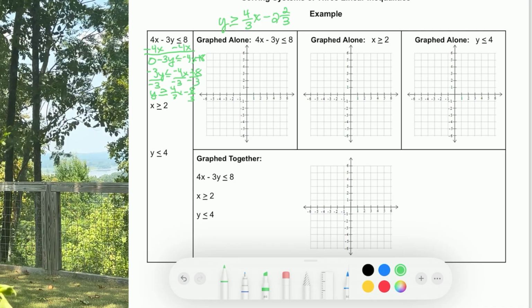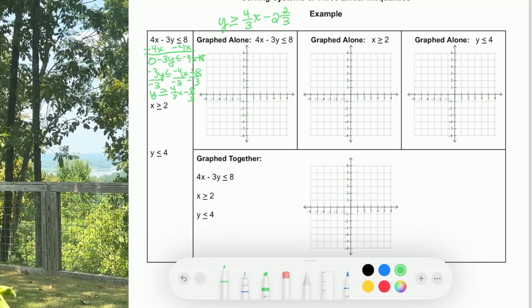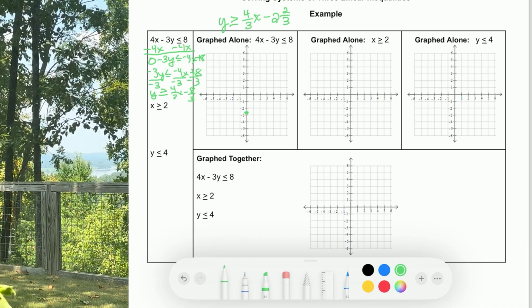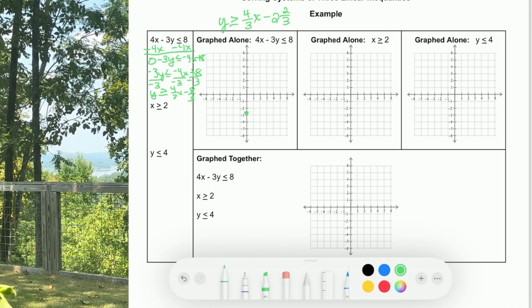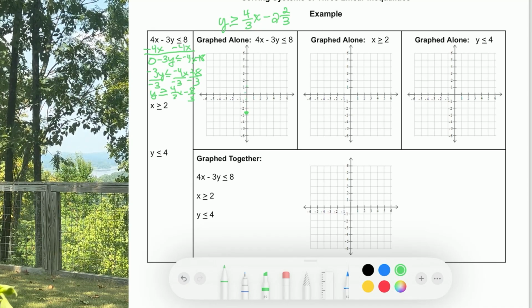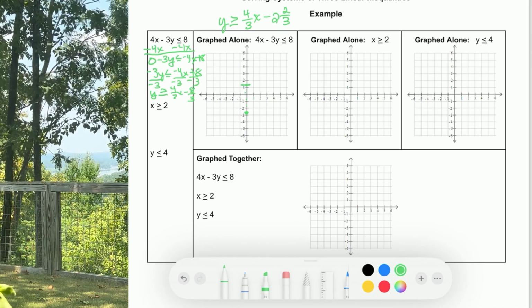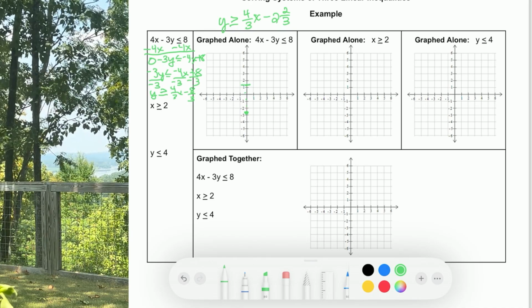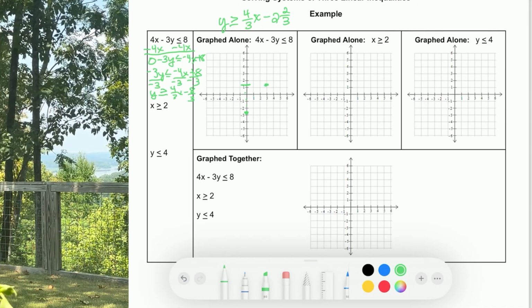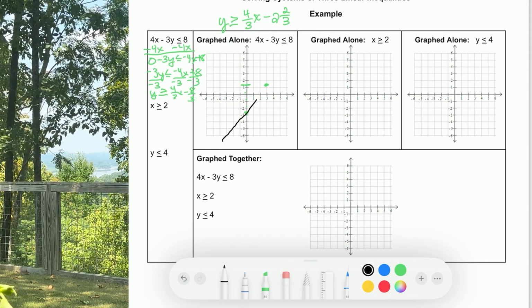So negative 2 and 2/3. All right, so I'm going to go down, and it's almost to the 3, but not quite. So we're right here. I'm going to use my slope to find the second one. I'm going to go up 4. So that's 1, 2, 3, 4 right here. And then I need to go over 3. So our actual coordinate is right about here. Our inequality has the or equal to, so it's going to be a solid line.